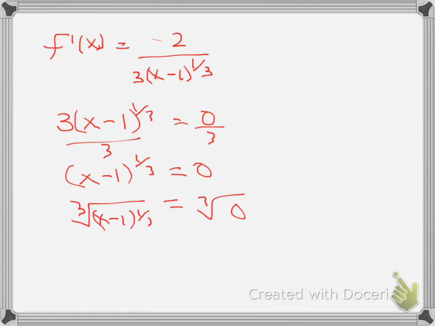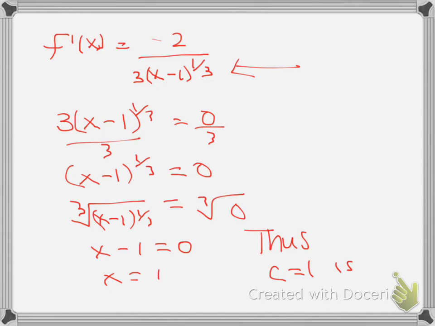I'm going through this kind of fast because this is just some algebra review. And so you'll be left with x minus 1 equals 0, so x equals 1. All right, so you sort of could have seen from this function that if you plug in 1, that's going to make that whole denominator 0. If you see it straightforward, you don't have to go through the process of setting the denominator equal to 0. So thus, c equals 1 is a critical point.